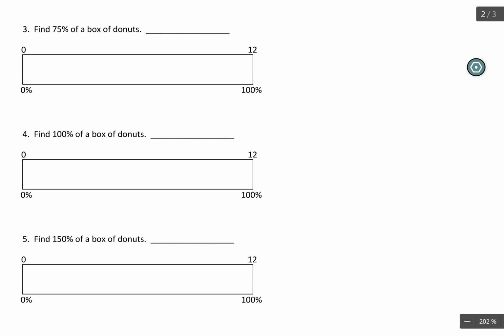So this is my box, this whole thing here, or my percent bar. And on my percent bar over here I have 0%. So that means I don't have any. If I have no donuts or 0% of donuts, then I have 0 donuts. If I have the entire box, that's 100%, and the entire box is going to be 12 donuts. And so it says here, find 100% of a box of donuts. Well, that's going to be the whole complete box. And so, of course, that is 12 donuts.